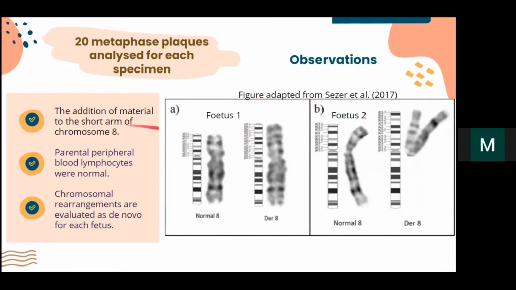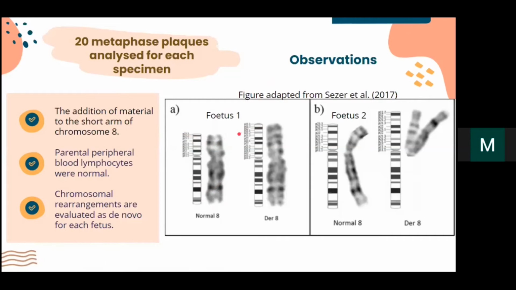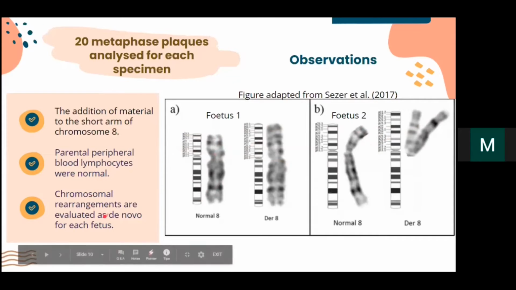We can see from the conventional G-banding technique, there is an addition of material to the short arm of chromosome 8. Okay, so this is the short arm, and you can see the addition here. It is longer, and the same goes for fetus number 2. And then the parental peripheral blood lymphocyte metaphases were normal. So this indicates that the rearrangement that happens in these fetuses is de novo.